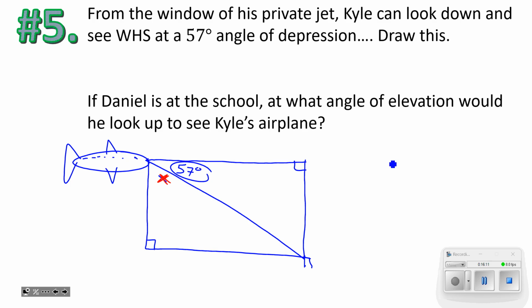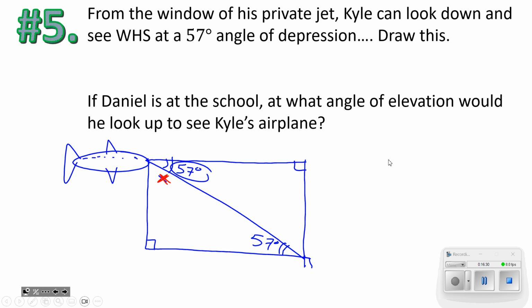The follow-up: Daniel's looking up from the school at Kyle's private jet. Looks nice. What angle of elevation would he look up? 57 degrees. Those are alternate interior angles. So the angle of elevation and angle of depression, up and down, will be equal.